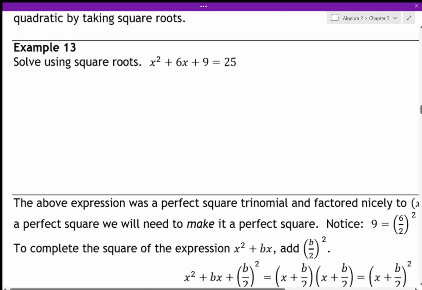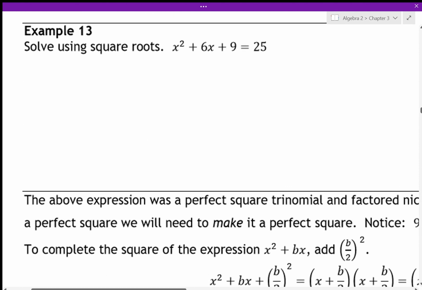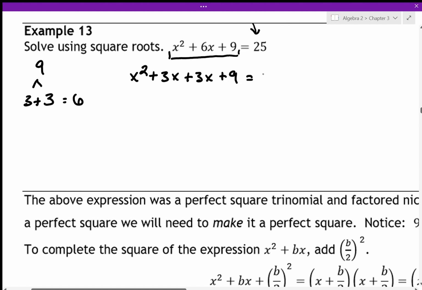So number 13 here. We're supposed to solve using square roots, and for starters, I'm going to look, and this is a little bit different than normal, I'm going to look at trying to factor this. Now, in section 1, we would have tried to subtract the 25 and get it equal to 0, but in this one, it's set up really nicely such that the left side is going to factor. Let me show our factoring. We're going to take our 9, and we'll break that up into a 3 times 3. Those add up to be 6. So we'll say x squared plus 3x plus another 3x plus 9 equals 25.